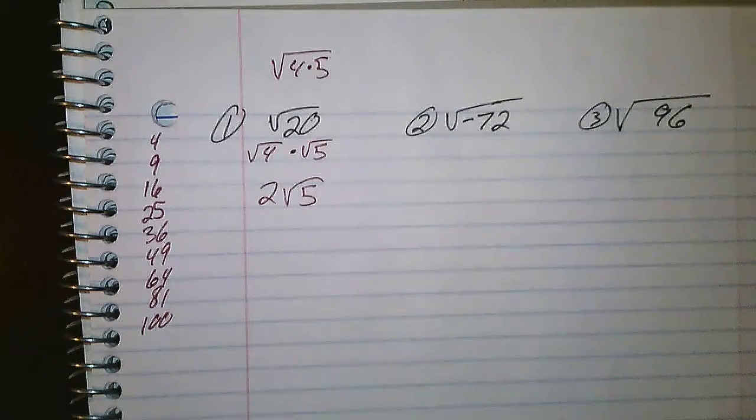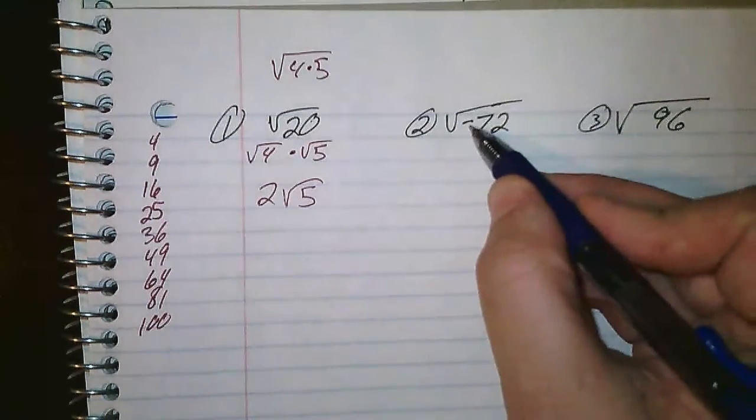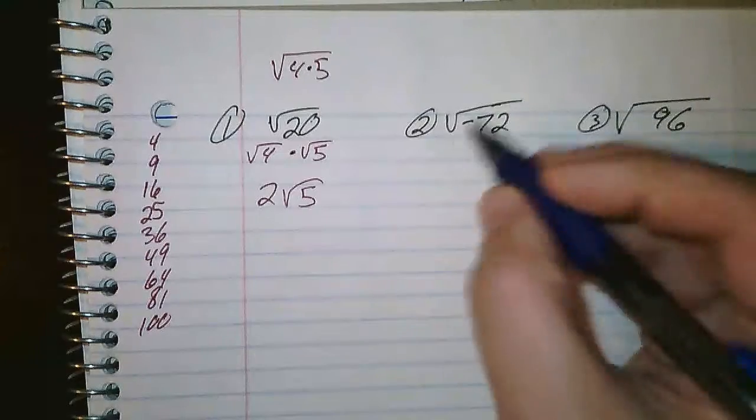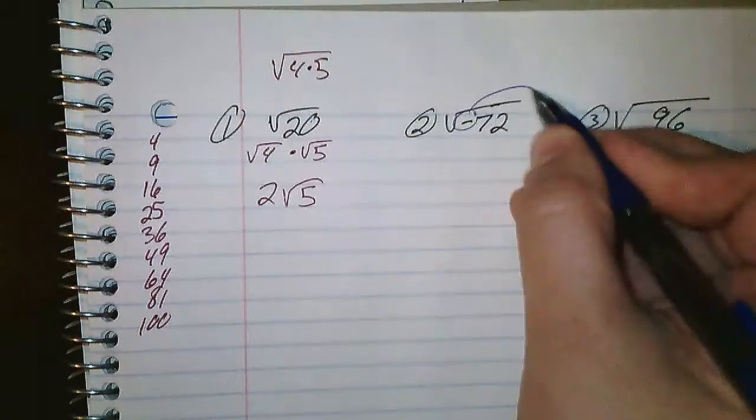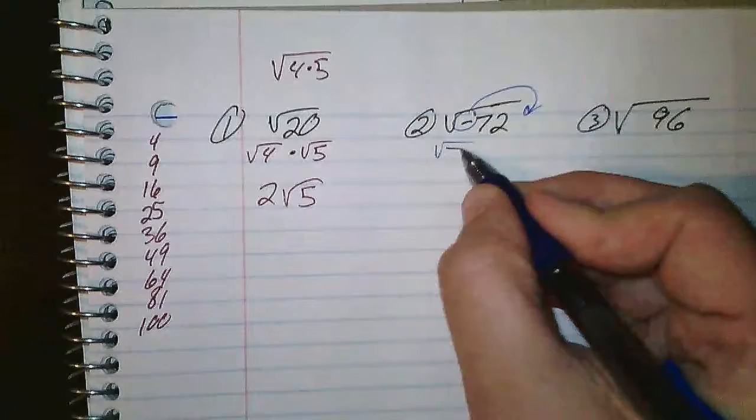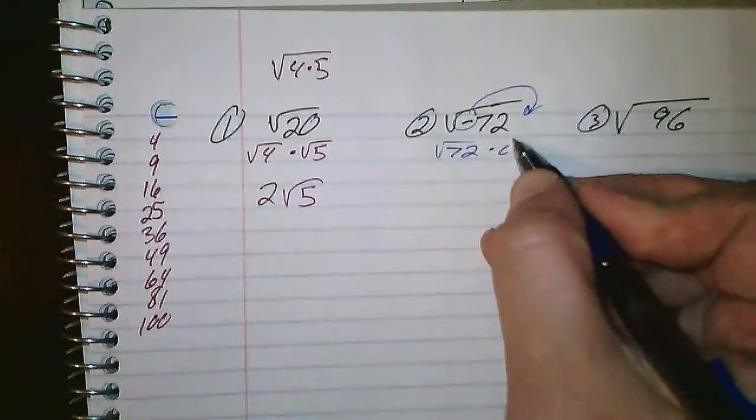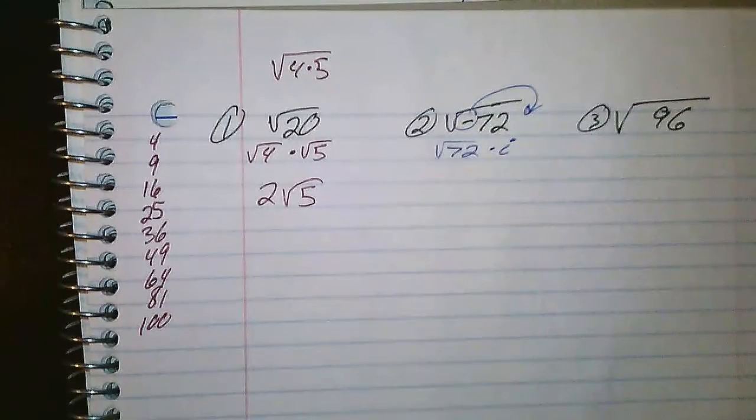The problem that we run into is, what if a number has more than one perfect square factor? And there you might want to use the factor tree method. So for number 2 here, we know that we cannot take the square root of a negative, so we're going to pull that out as i. I'll put it right there for now. And then we need to factor 72.